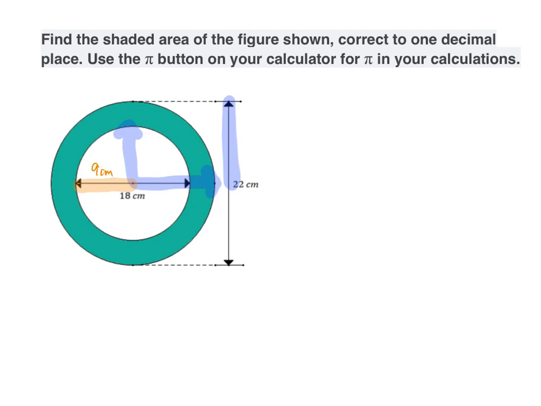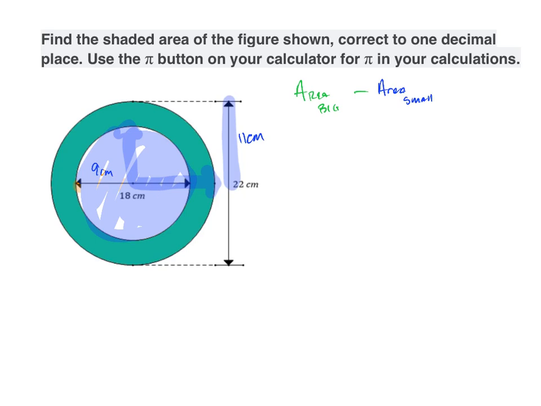And if the diameter is 22, then the radius is 11 centimeters. So you have to remember that, but then we're just going to do the same thing over again. We're going to say the area of the green is the area of the big circle minus the area of the inner, or the small one, the part we're taking out, right? Because we're cutting this part out.